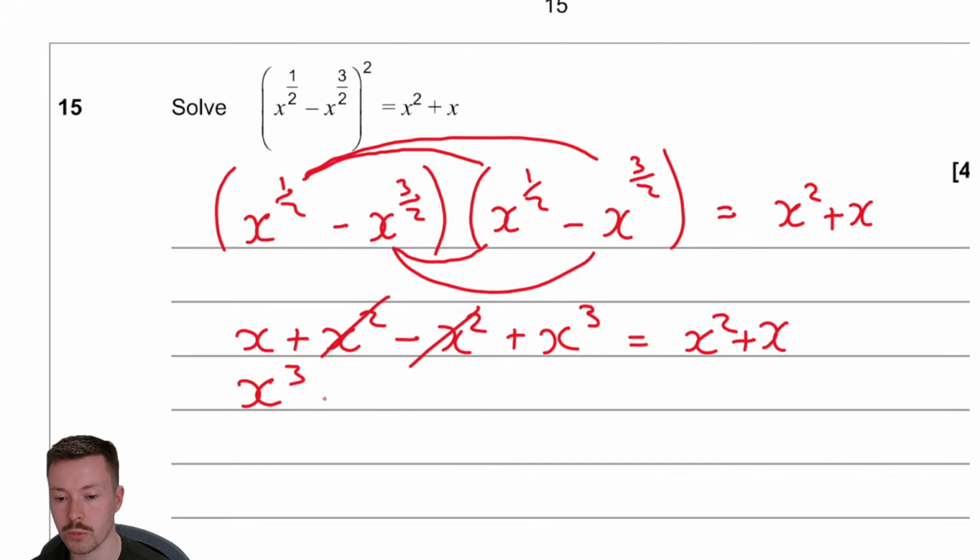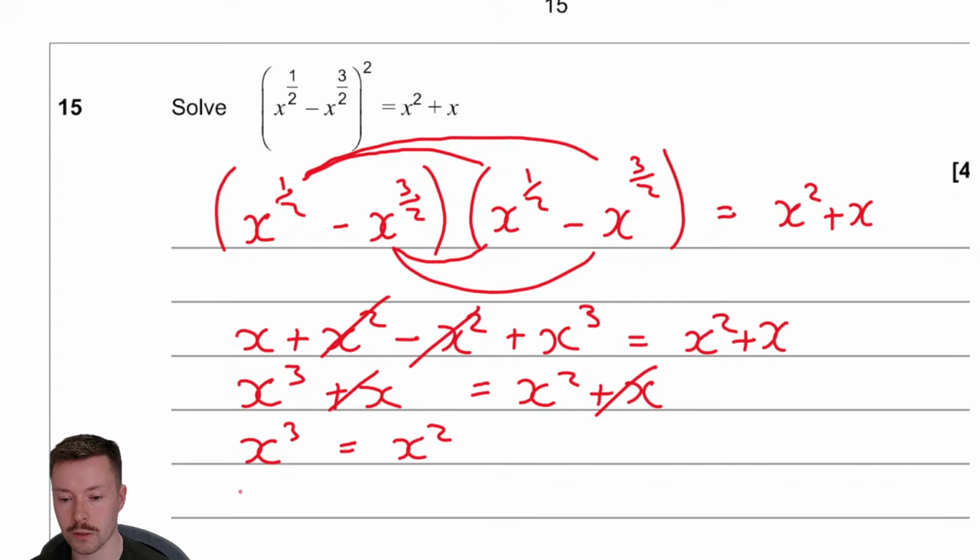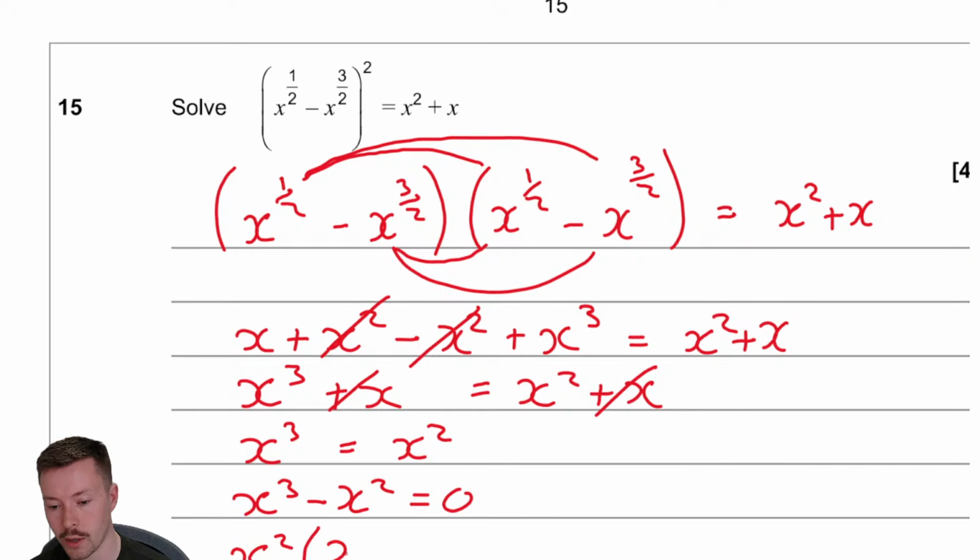We get x cubed plus x is equal to x squared plus x. The x's cancel, so x cubed is equal to x squared. So if I subtract that from both sides, because what we don't want to be doing here is just dividing by x squared, because we lose solutions if we do that. x cubed minus x squared is equal to 0. Factorise out the x squared, we get x squared, and then x minus 1 is equal to 0.